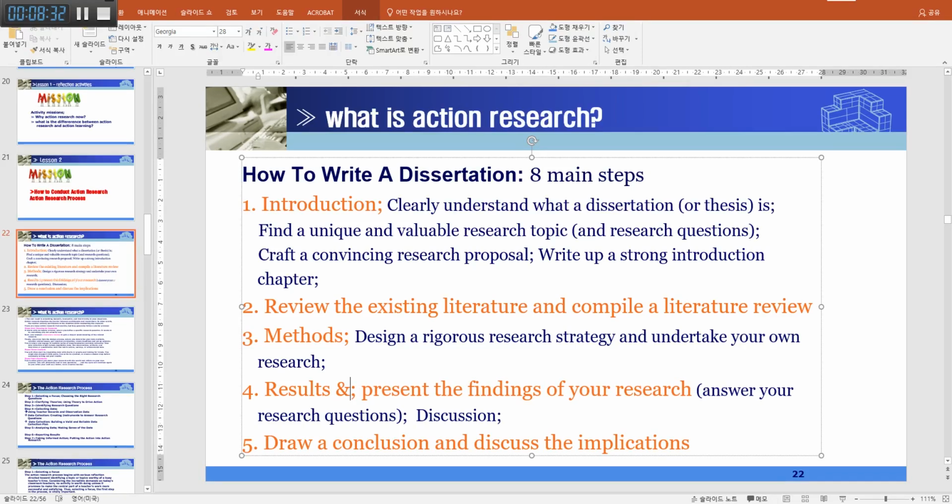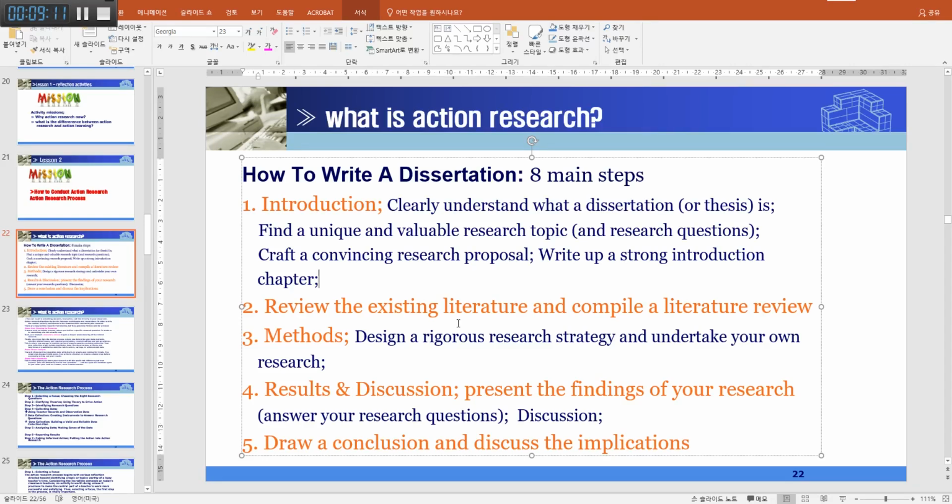So, in summary, whenever you present your result, you need some kind of discussion. Discussion is all about explaining the meaning of your result in light of previous studies. Okay? And the final chapter is about conclusion and implication. So this is normally what dissertation research steps or components are.